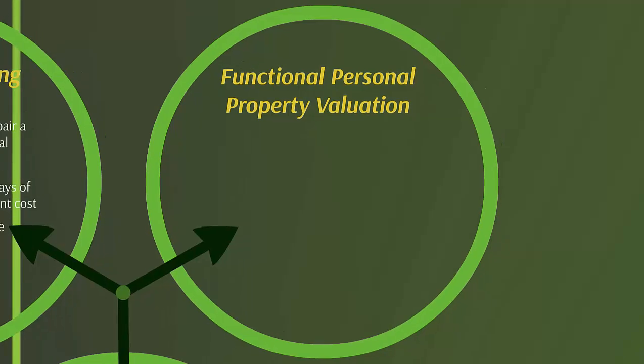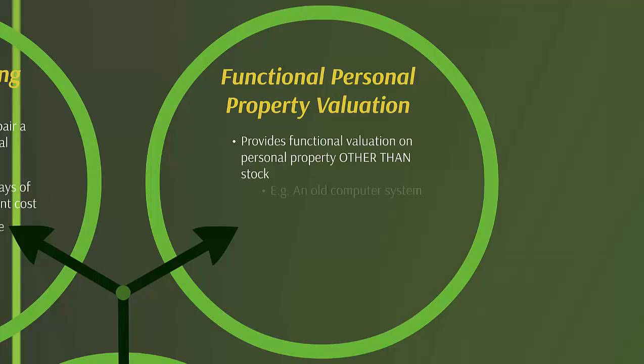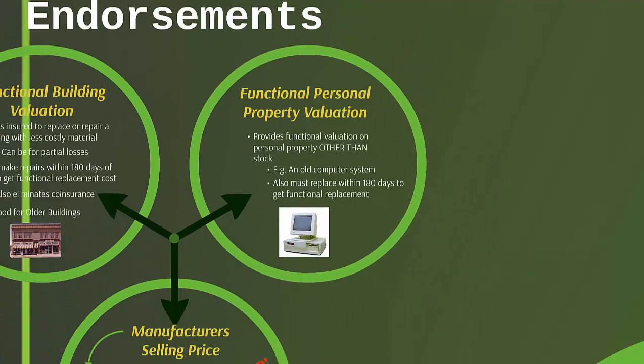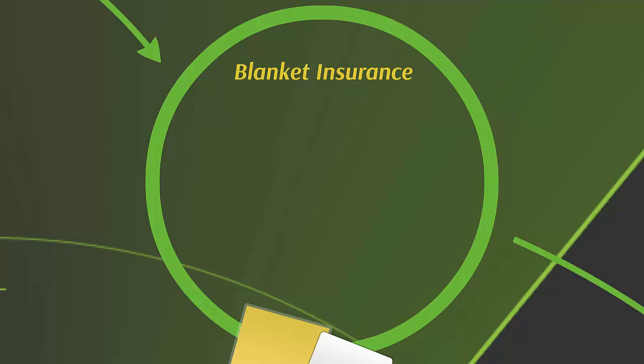Similar to functional building valuation is functional personal property valuation. It provides functional valuation on personal property other than stock. If it's stock to be held for sale, then the insurance policy will not provide the functional personal property value. An example of where this can be used is an old computer system. Again, you must replace the property within 180 days to get the functional replacement cost. This is especially good for all forms of technology since the cost of these types of technology tend to go down over time. Now let's look at blanket insurance.